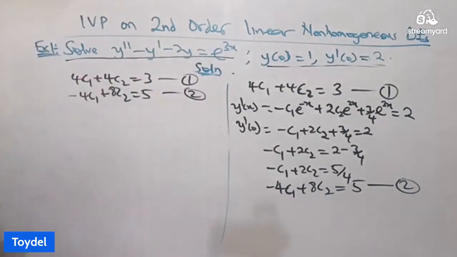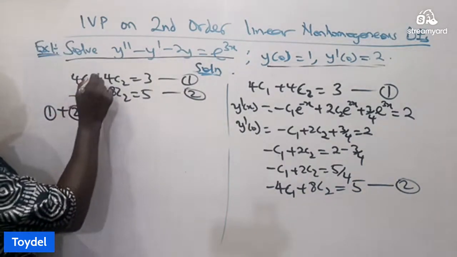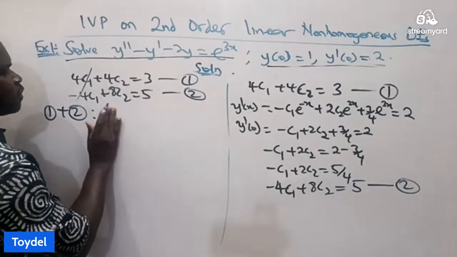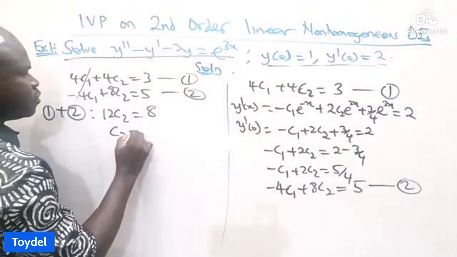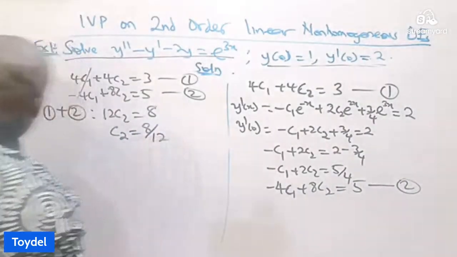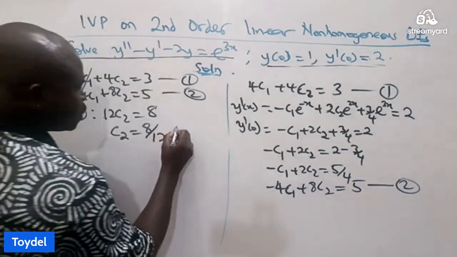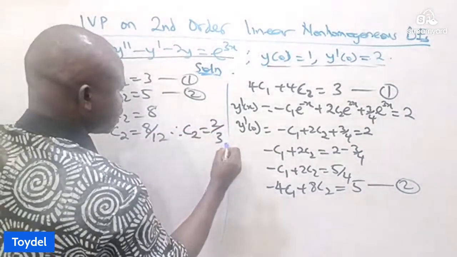So how do we solve these two simultaneous equations? We can try to add the two equations together. So we add equation 1 plus equation 2. If I add equation 1 plus equation 2, the C1 terms will cancel out. I'm going to have 8 plus 4, that will be 12C2 to be equal to 8. Then C2 will be equal to 8 all over 12. That is what we are going to get there. And of course, C2 can be reduced to 2 over 3.